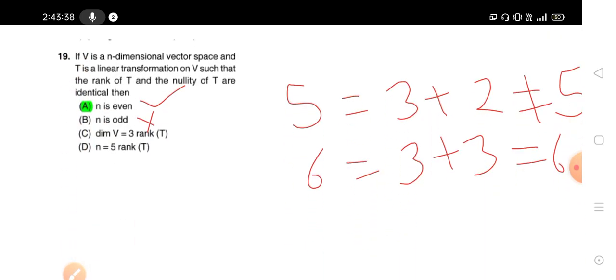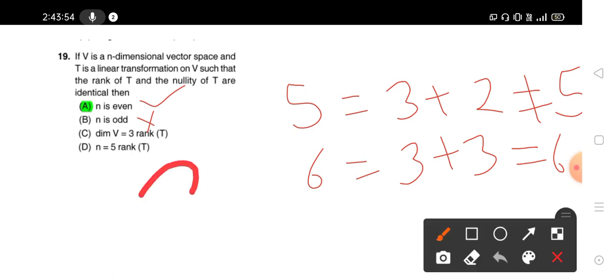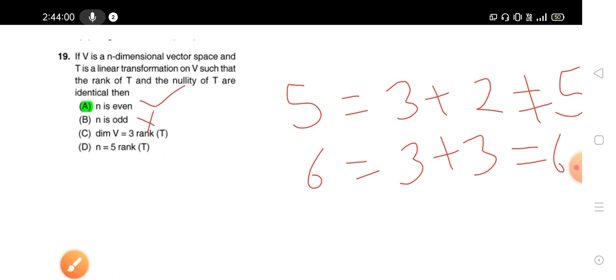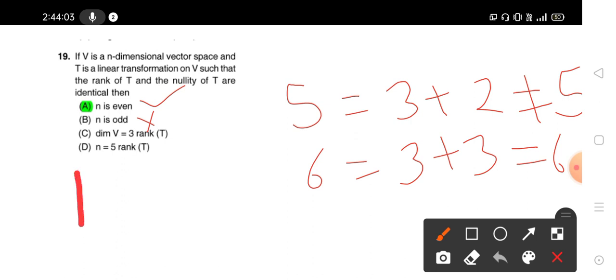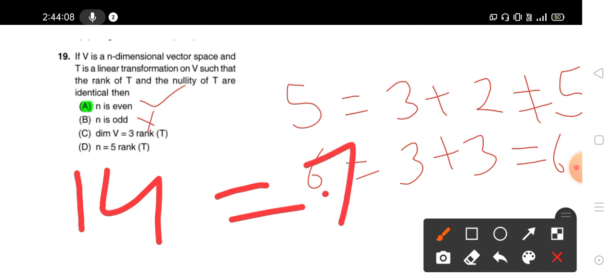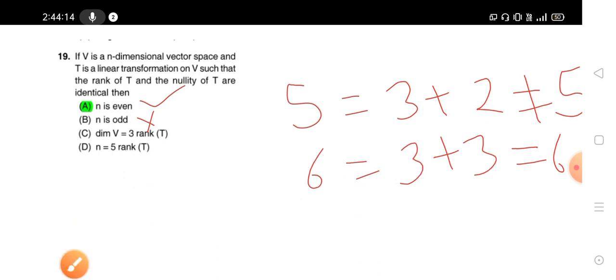Next question. Let V be an n-dimensional vector space and T be a linear transformation on V such that rank of T and the nullity of T are identical. Identical means same. If n is even, I take 14, and finally we get rank of T is 7 and nullity of T is 7. 7 plus 7 is 14. This is possible. Option A is correct.